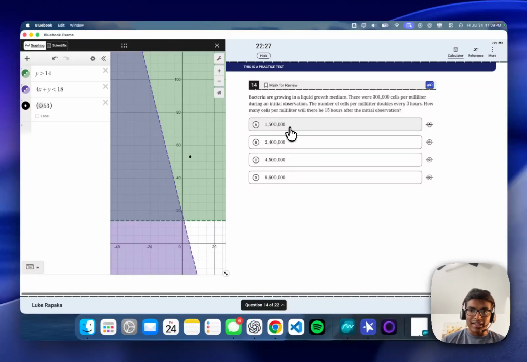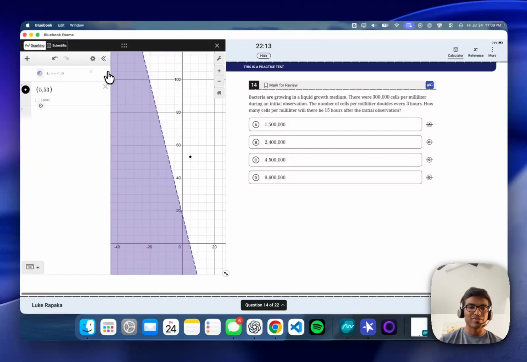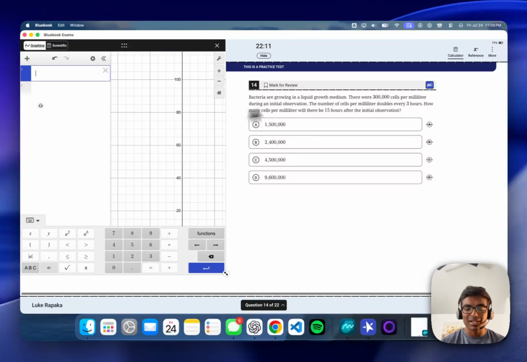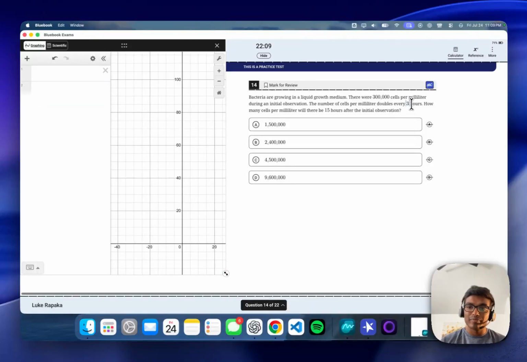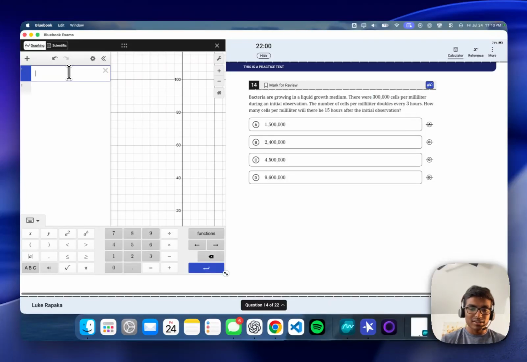Bacteria are growing in a liquid at 300. How many cells will there be in 15 hours? For this one, I'm just going to do the lazy way and multiply it out. It doubles every 3 hours, so they're starting off with 300,000 cells, right? In 3 hours, this 300,000 will double to 600,000.